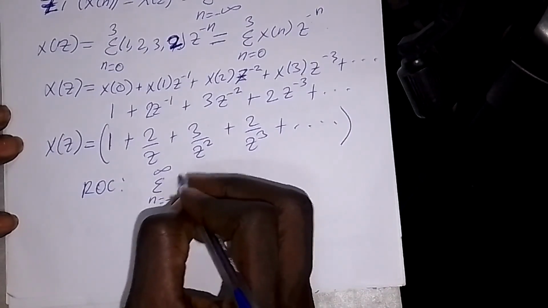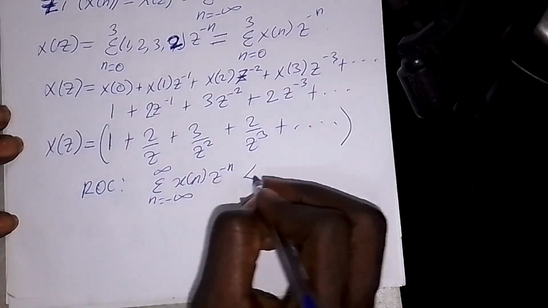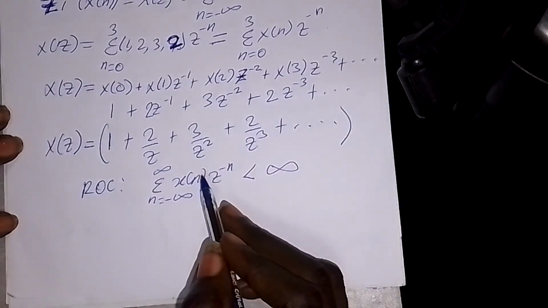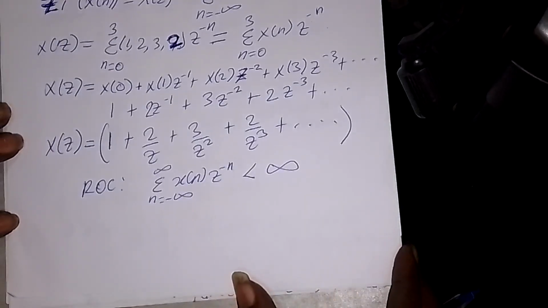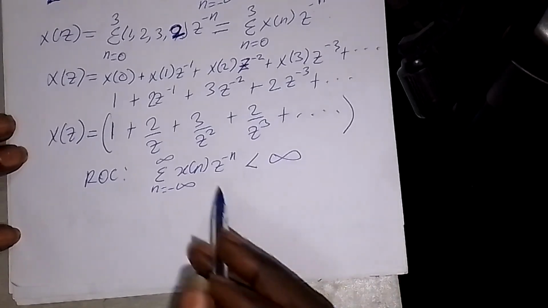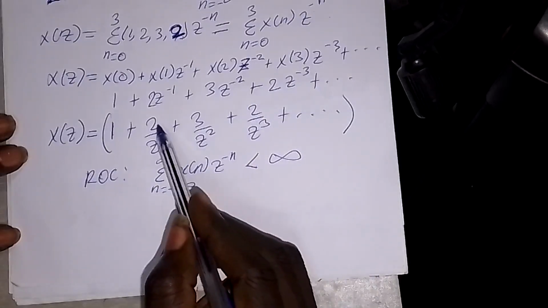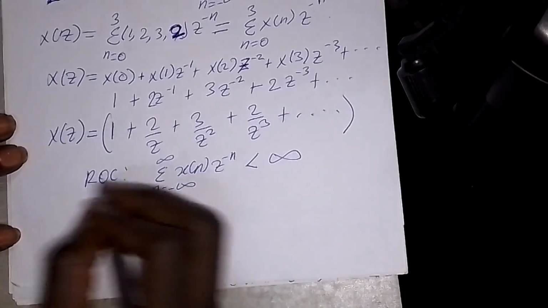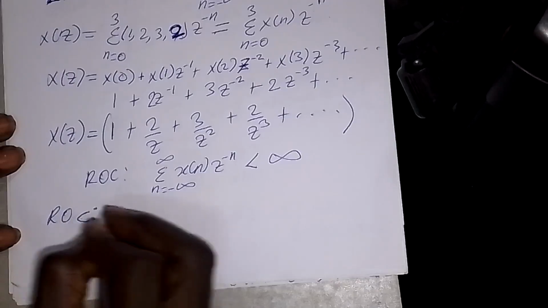But always the ROC is such that the summation from n equals minus infinity to infinity of x of n times z to the minus n should be less than infinity. So that means I cannot take infinity. When I divide by 0, I get infinity. If I divide 3 by 0, infinity. 2 by 0, infinity.